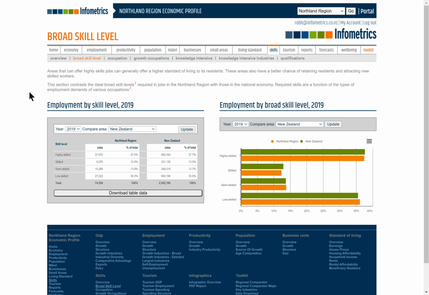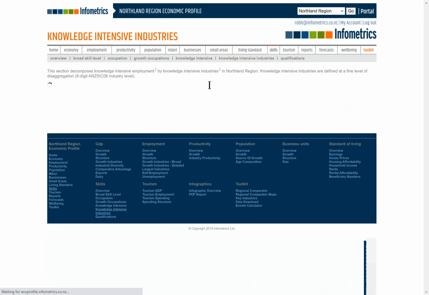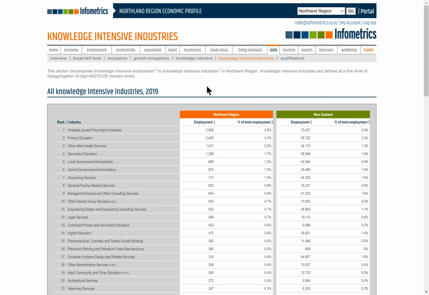You can also look at employment in knowledge-intensive industries. Click on Knowledge-intensive industries. Knowledge-intensive industries are those in which the generation and exploitation of knowledge play the predominant part in the creation of economic activity. Workers tend to be highly qualified and employed in professional, managerial, as well as scientific and technical occupations.